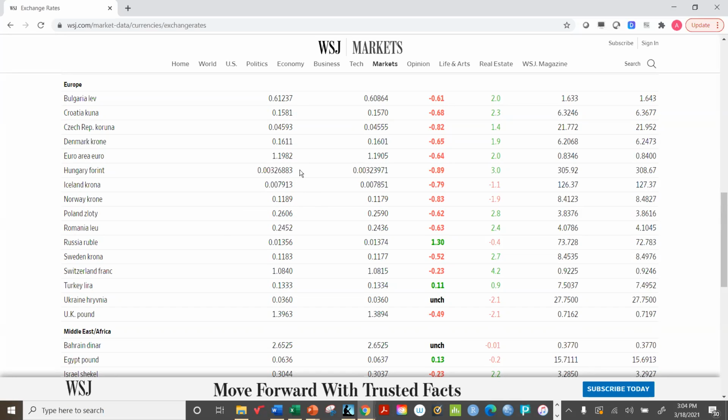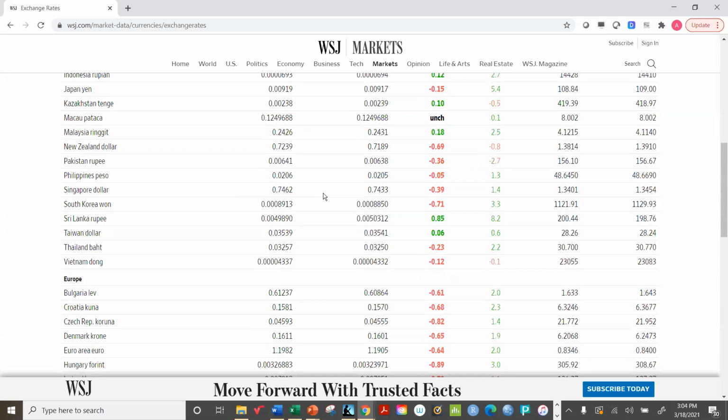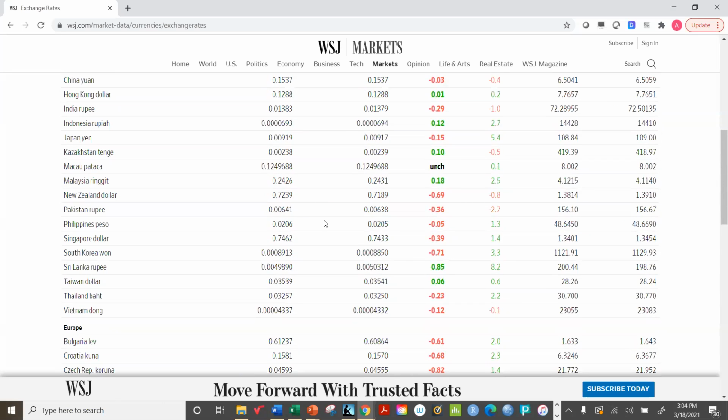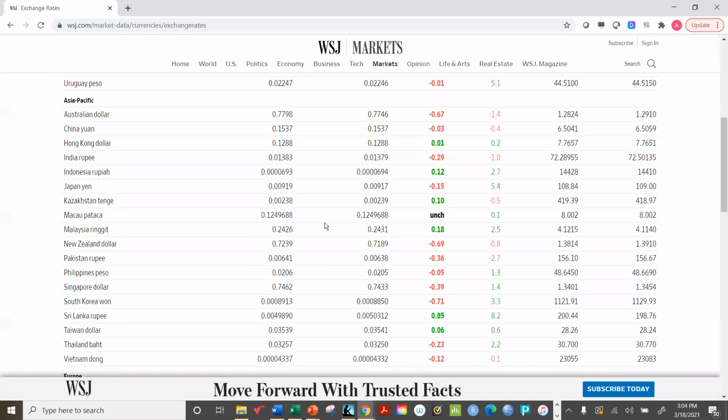That's usually how you see that one quoted. So many dollars per euro. What else do we have here that might be fun to look at? While we're here, the Chinese currency, that one is interesting. We're going to discuss this later on in the course.